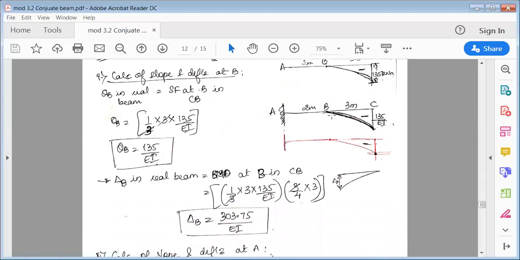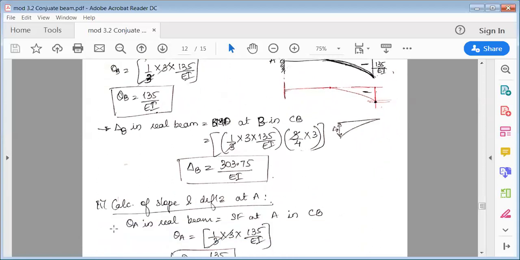Similarly, delta B in the real beam is equal to the bending moment at B in the conjugate beam. That is half into base into 1/3 of base into height, plus you have to measure the CG. The CG measured from B, that is from the apex, is 3/4 of 3 because it's a parabolic curve. So the area is 1/3 and the centroid is 3/4 of 3. So delta B is 303.75.